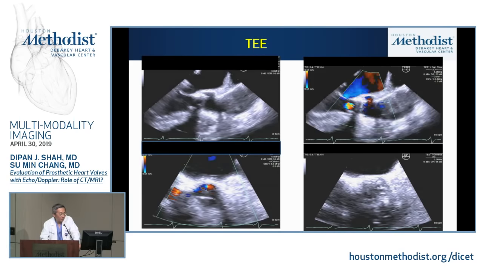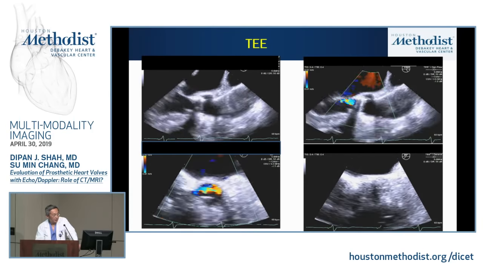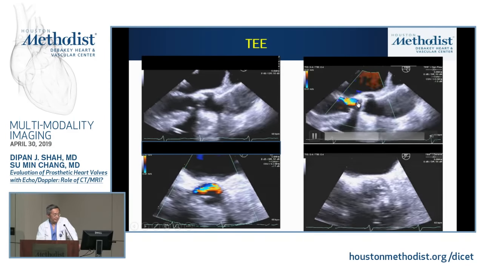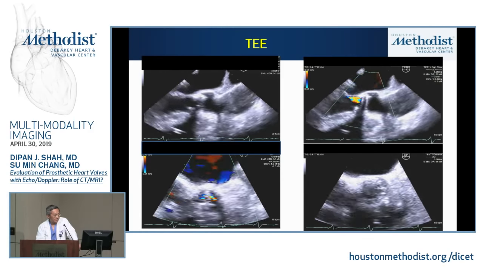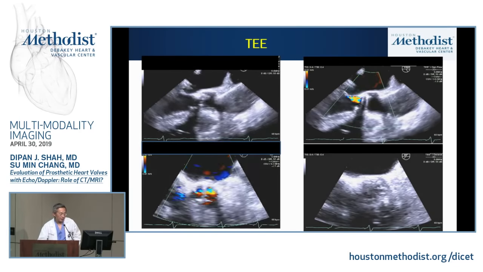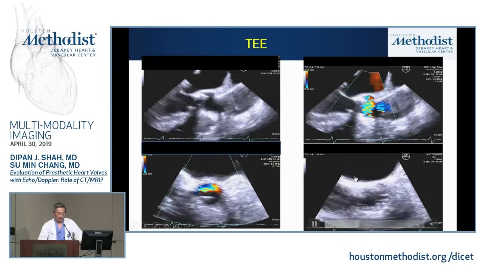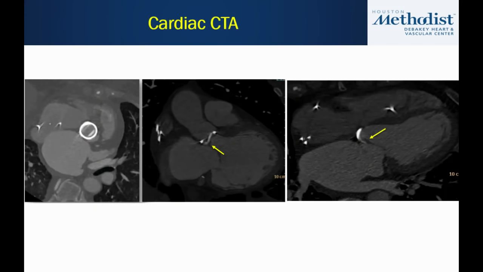So TEE was performed. Again, we know there is a prosthetic valve here. There is some aortic regurgitation, probably paravalvular, but it's hard to know. So we know that probably there's an obstruction, but it's hard for us to tell what the etiology is, what caused the obstruction. And so CT, I think, is probably the best technology that we have right now in looking into the etiology of the obstructive prosthetic aortic valve.